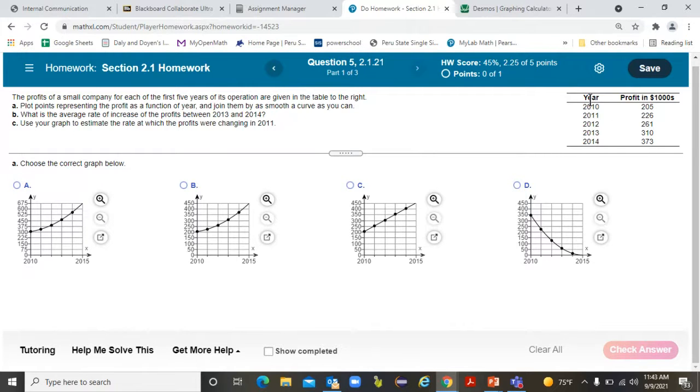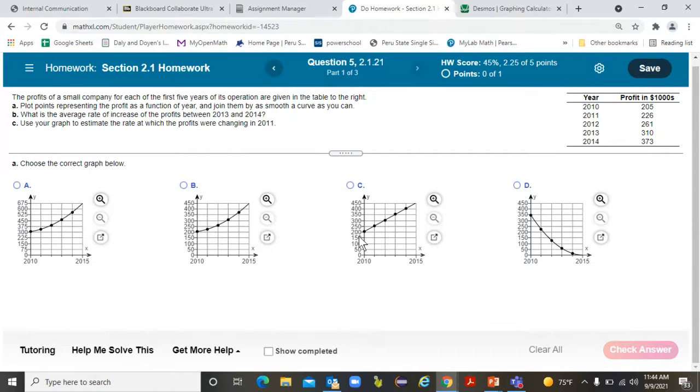So notice this is just the year is considered the X value, right? Time on the horizontal, he's independent. And then the profit depends on the year. So the profit is the Y value. So just plotting these, we would have the point 210, 205. That is not him. 210, 205. That one looks about right. That one looks about right. That one is not right. Okay, so it's B or C.